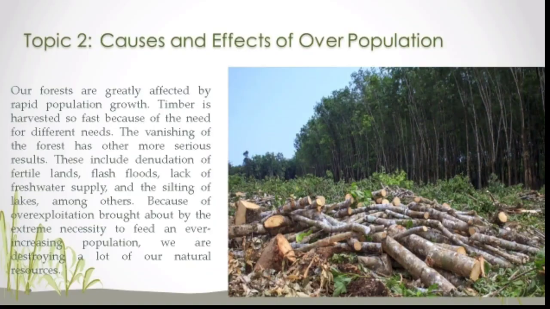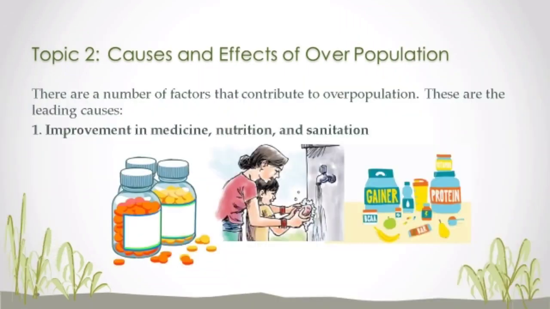Our forests are greatly affected by rapid population growth. Timber is harvested so fast because of the need for different purposes. The vanishing of the forest has other more serious results. These include denudation of fertile lands, flash floods, lack of fresh water supply, and the silting of lakes, among others. Because of overexploitation brought about by the extreme necessity to feed an ever increasing population, we are destroying a lot of our natural resources.